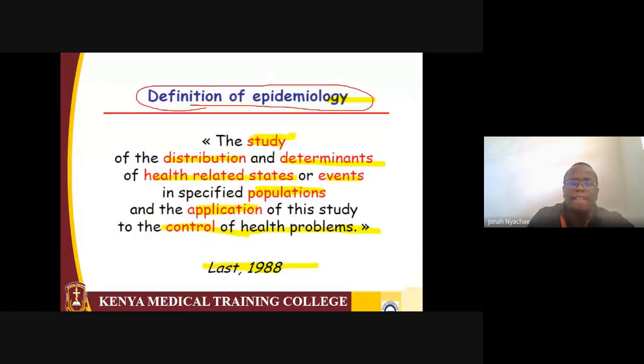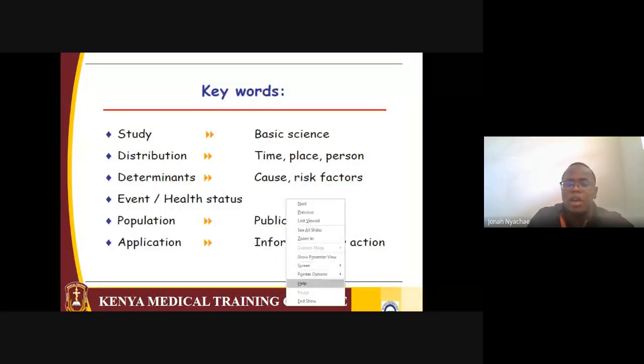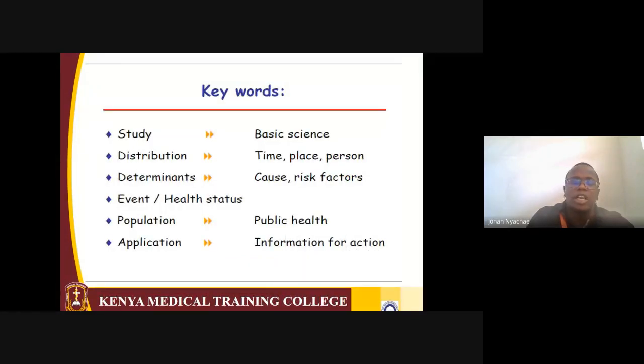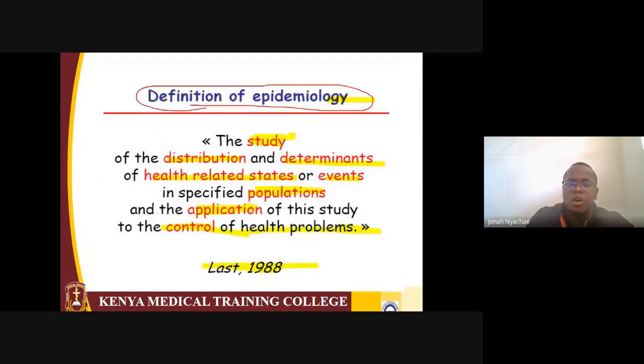So in other words, the key words that have to appear when you are asked to describe epidemiology are: the study, number one, of distribution and determinants of health status and events in a population, and the application of those studies in helping what? In helping or in control of health problems. That is the basic thing about epidemiology.